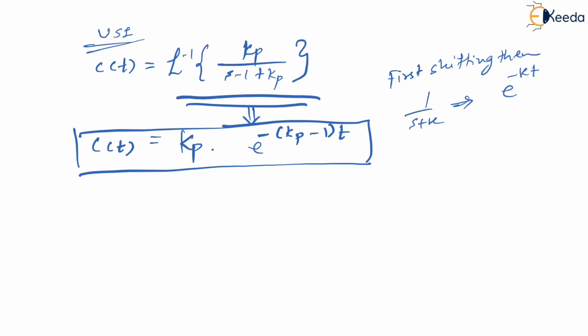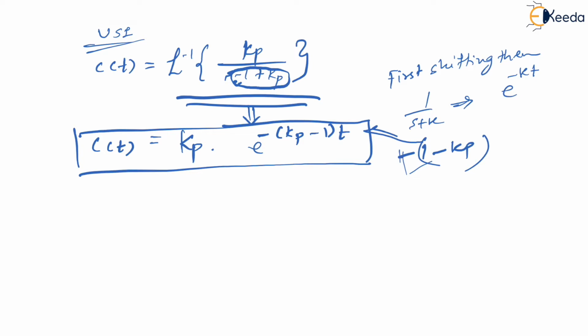Because 1 upon s plus k is there, then it becomes e to the power minus kt, right? Similarly, if you just think of minus 1 plus kp, then negative of that will become 1 minus kp, which is nothing but the same thing as this one. This will be plus anyways. Getting my point, right? This is a simple Laplace transform. You must be aware of this one.